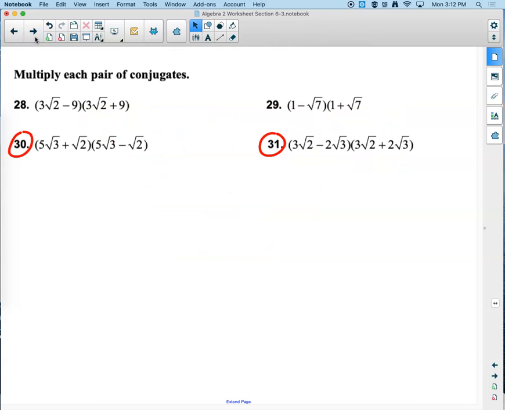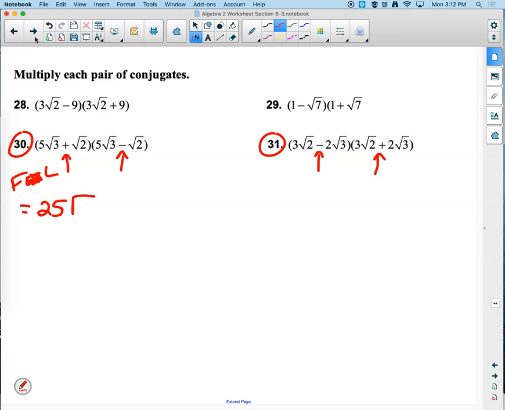From the next grouping, we have 30 and 31. Again, it's along the same lines of what we were just doing, except these follow that sum and difference pattern because they are conjugates of each other. So notice that the first term and the second term are exactly the same, but one has a plus and one has a minus. And again, that's the sum and difference pattern. So now, I don't have to do all of FOIL. I can just do FOOL, first times first and last times last.